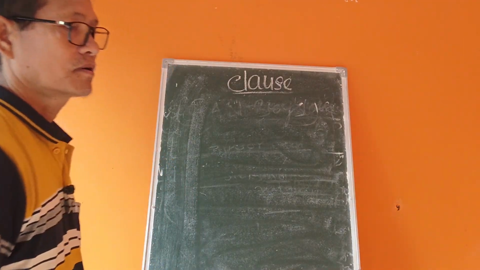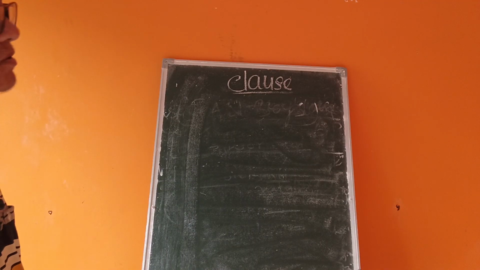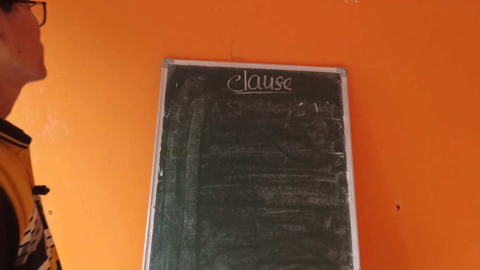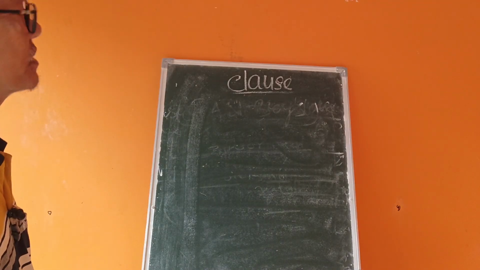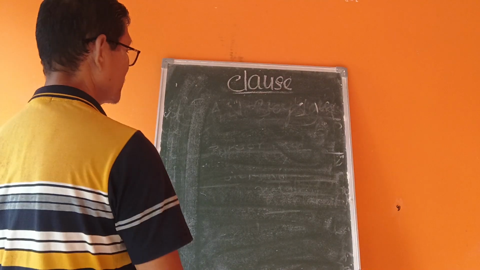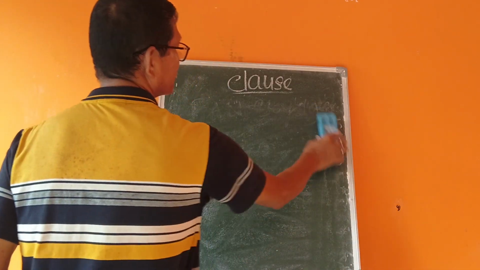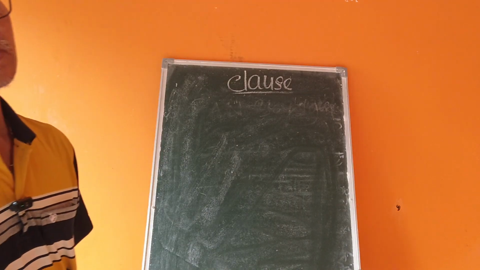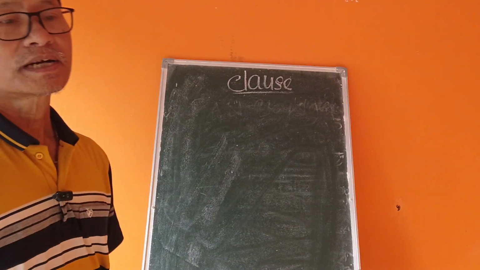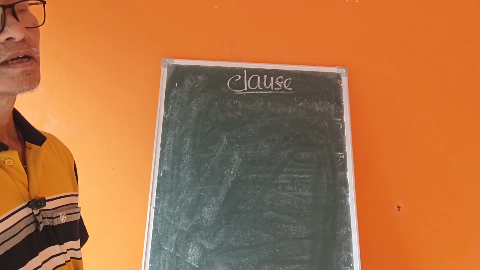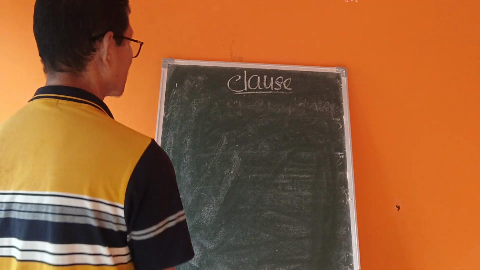Now we discussed how to identify the clause, and we identified the subordinate clause, principal clause, and coordinate clause. Then we learned the techniques of identification of the type of clause, isn't it? What type of clause? If the clause is not started by a conjunction, it is a principal clause. If the clause is started by a conjunction except FANBOY, it is called a subordinate clause. Simple. Next.